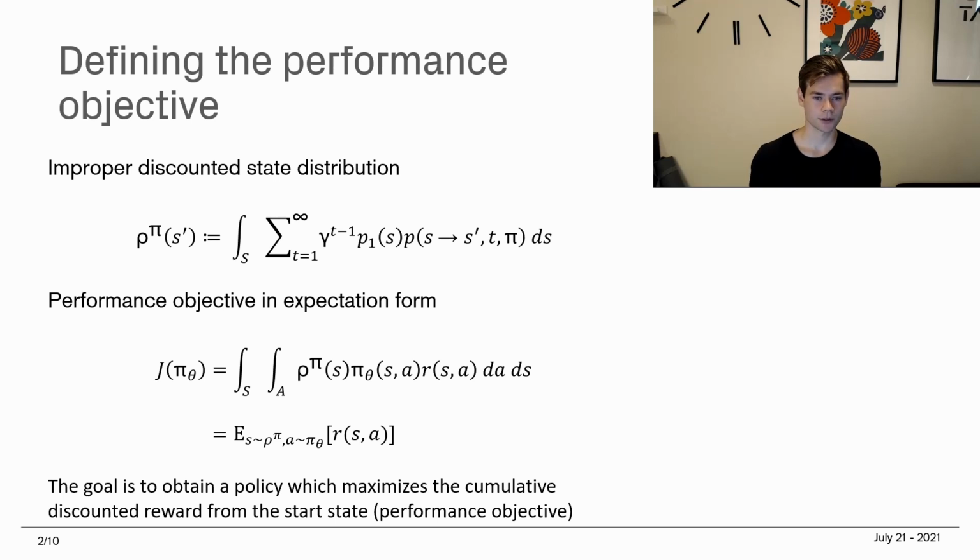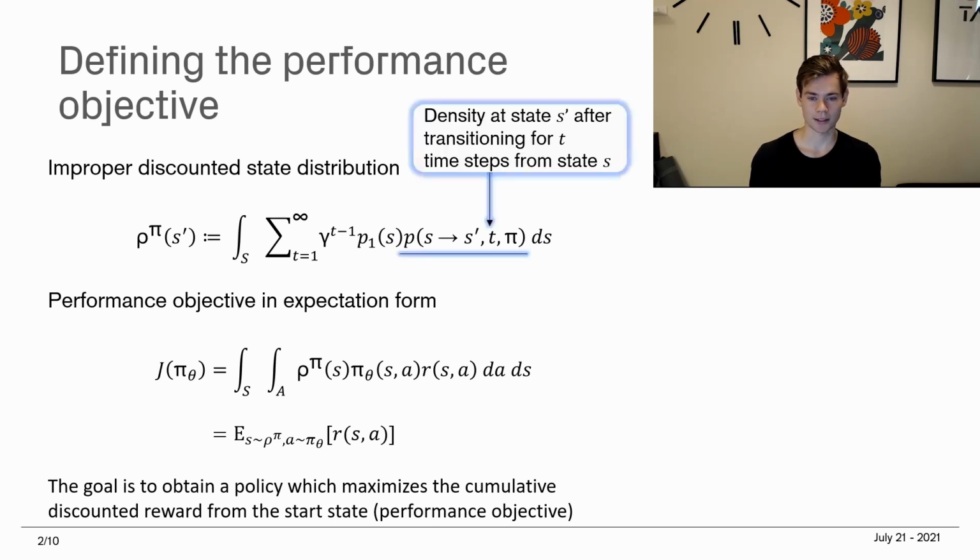And if we have a closer look at the terms here, we're going to start dissecting it by looking at the rightmost term. So this is the density at state S prime after transitioning for t time steps from state S. So imagine starting in state S and you want to make it to S prime, and you have t steps to do so. You need to do it in exactly t steps. So there's no, you can do it in 3 steps if t is 4. It needs to be exactly t steps. P of this is then the density or the probability of ending up in state S prime after taking those t steps. The term just before, P1 of S, is the probability of starting in state S.